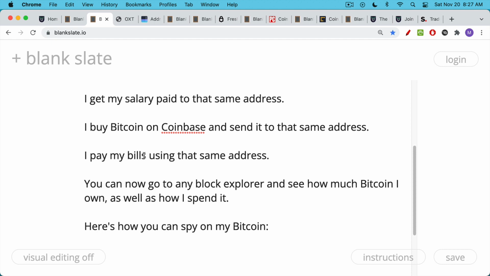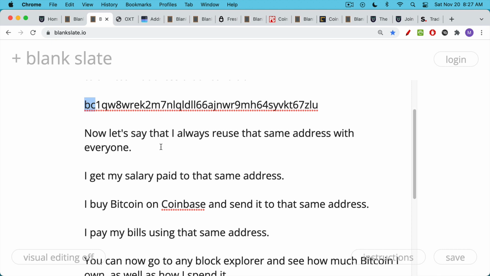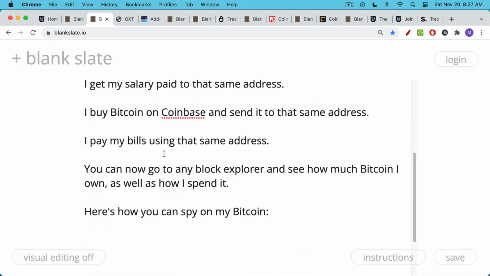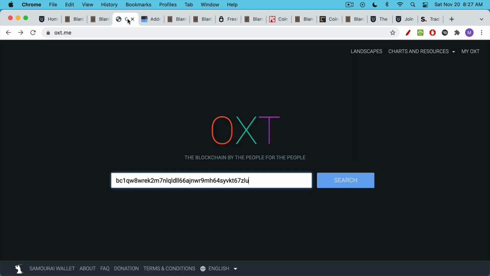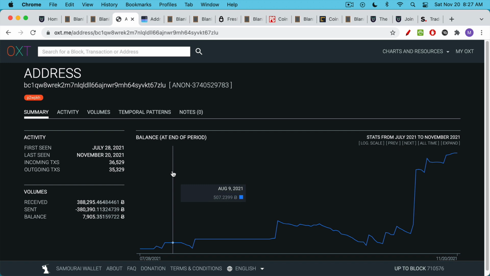Now, the dangerous thing about this is you can now go to any block explorer. So let's say you're the one I did some work for, you paid me with Bitcoin, I give you this address, and what you then do is you go and spy on me. You go to oxt.me, I'll link to this in the description notes below. You paste the Bitcoin address in here, you click search, and all of a sudden you see that I am an extremely wealthy person. I've been passing 388,000 Bitcoin through this account.